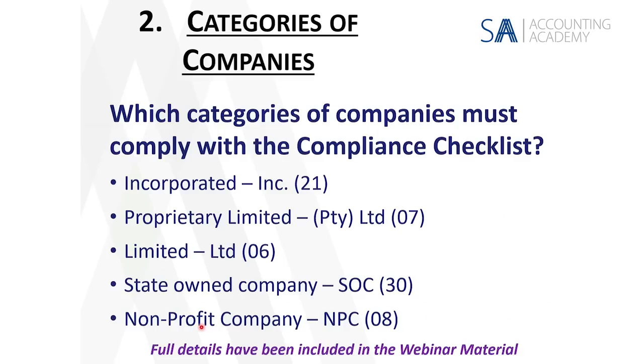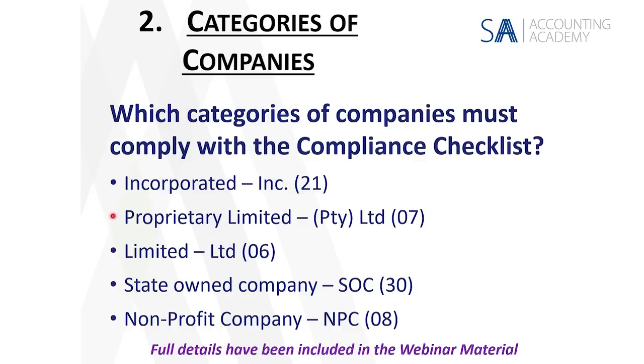Next, let's look at the categories of companies that must comply with a compliance checklist. We've got the first one, which is an Inc., an incorporated company. The suffix there, remember, ends with /21 or -21.